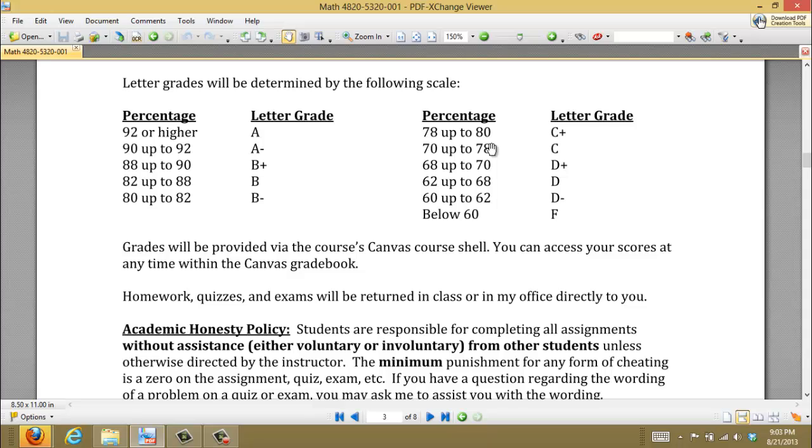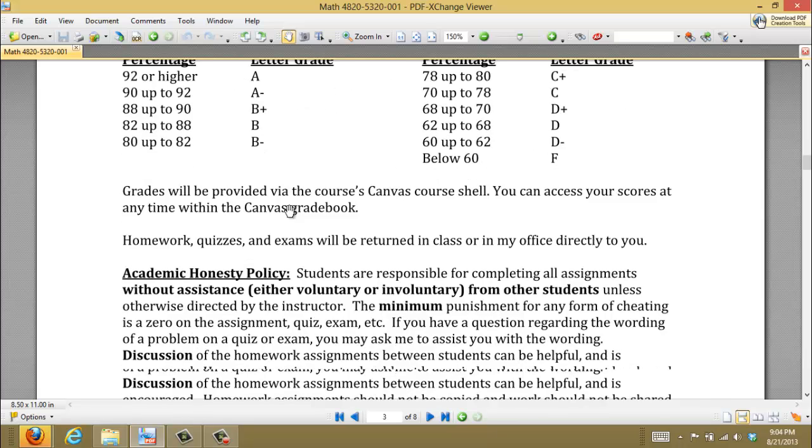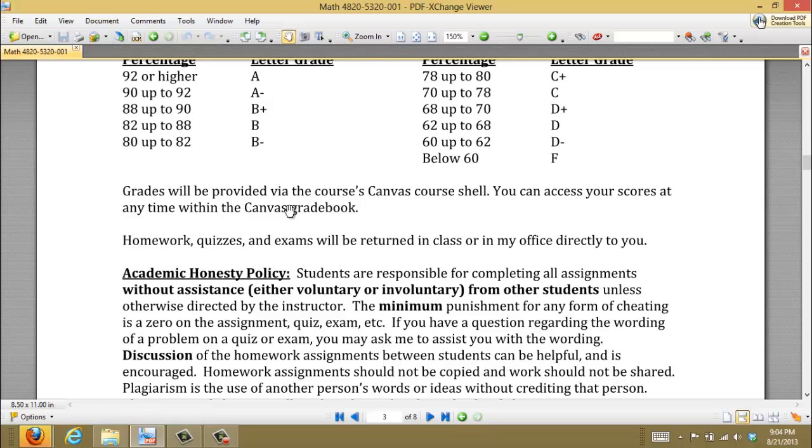But with that, I am very strict on actually having a 70%. So if you have a 69.4% or 69.9%, don't expect to get a C, because the cutoff is at 70, not 72 or 73. You need to really get a 70% in order to get a C in this class. In terms of the grades, I will provide them using the course's Canvas course shell. So expect to see grades on Canvas, and you can access your scores within the Canvas gradebook. And the homeworks, the quizzes, and exams are going to either be returned directly to you in class or in my office if you stop by my office, but they're going to go directly to you.